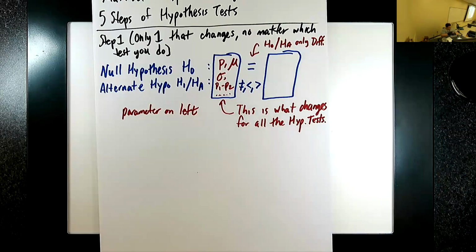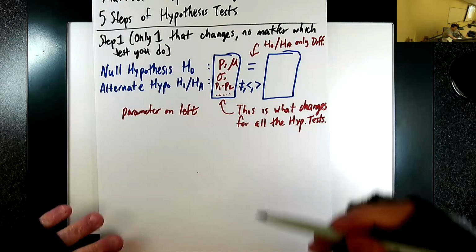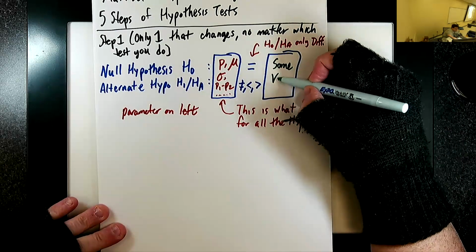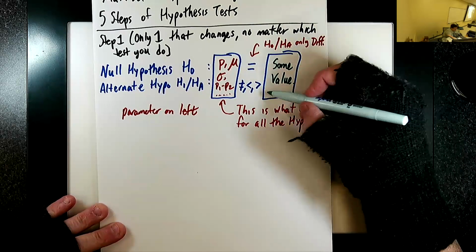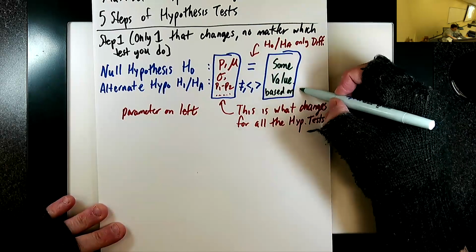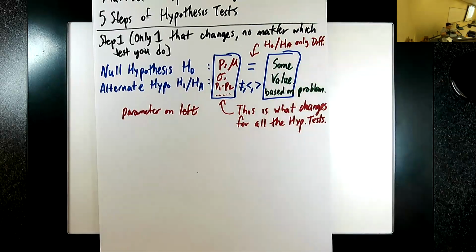The rest of step 1 is the same. You still need an equal sign for H naught. You need an inequality symbol for HA. And over here, you will have some value, which is problem dependent, based on the problem. Your job on the test will be to read the problem and tell me what these are. H naught and HA, what are they? A handy way to do it is identify what type of test it is. We'll be covering that over the next 2 days.